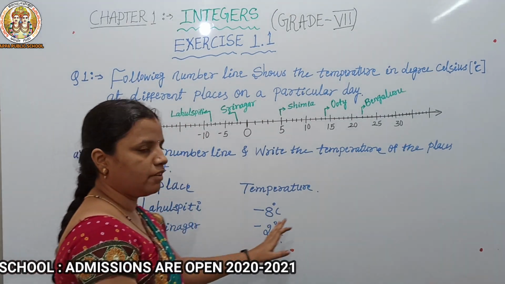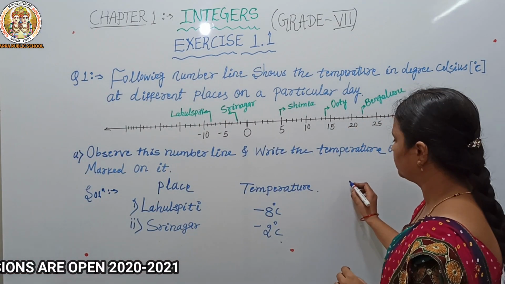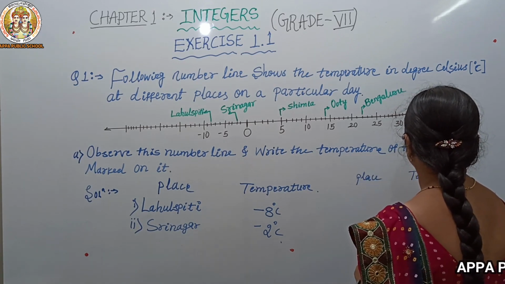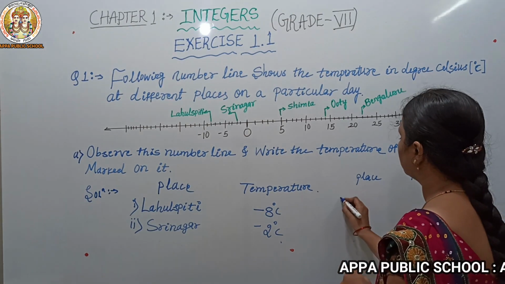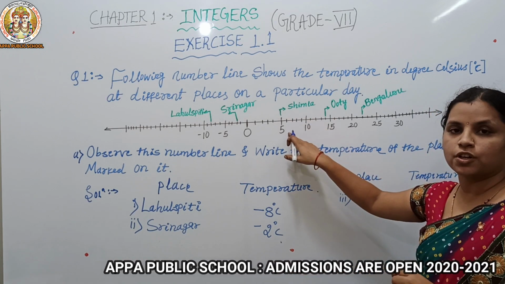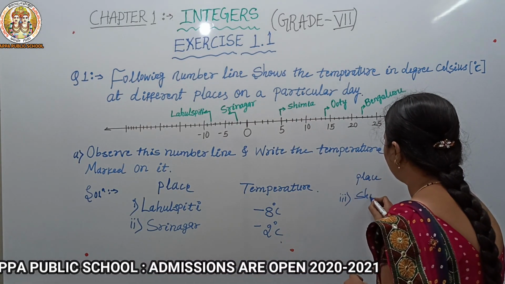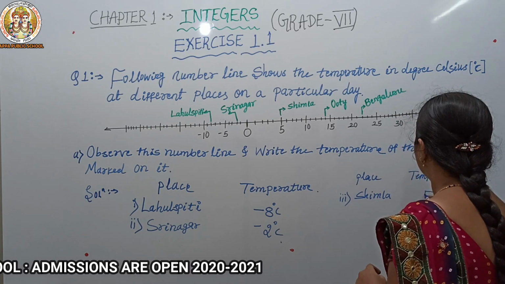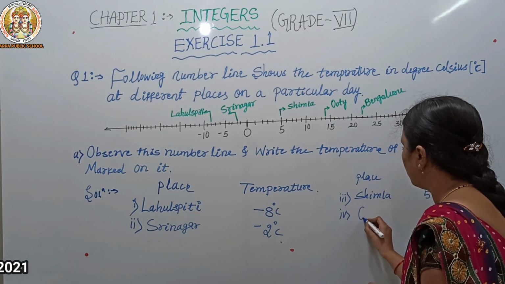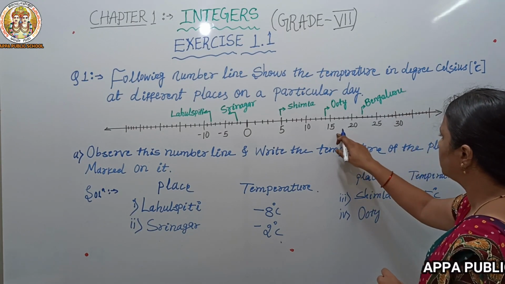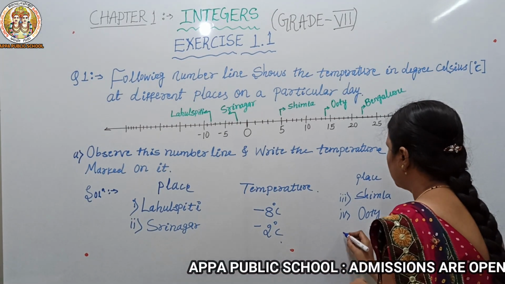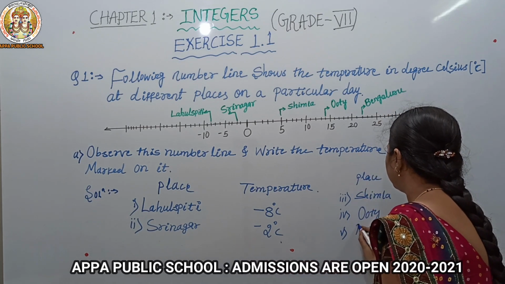Okay. The next, third one, I'll write here, again the place and temperature. Third, what is it? Shimla. Shimla is at a temperature of 5 degrees Celsius. The next is Ooty. Ooty is at 14 degrees Celsius. It is positive, plus 14 degrees Celsius. And the next is Bangalore.